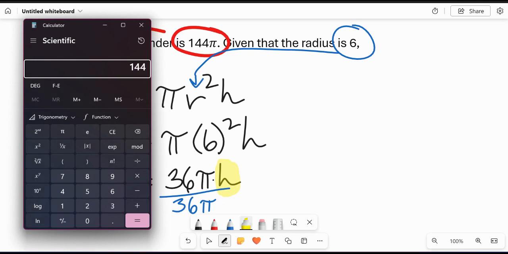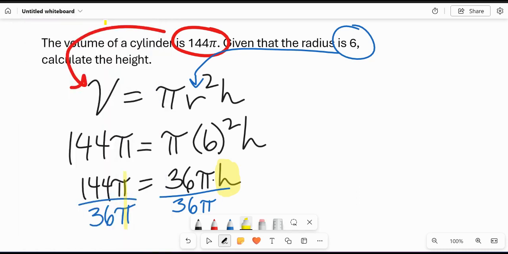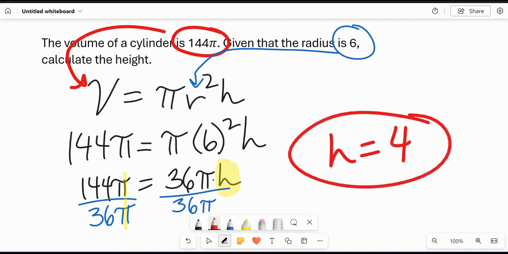144 divided by 36 is 4. So the height is 4. Whatever units we're going to use, say inches, you would put inches, centimeters, feet, so on and so forth. Okay. All right, let's take a look at another one.